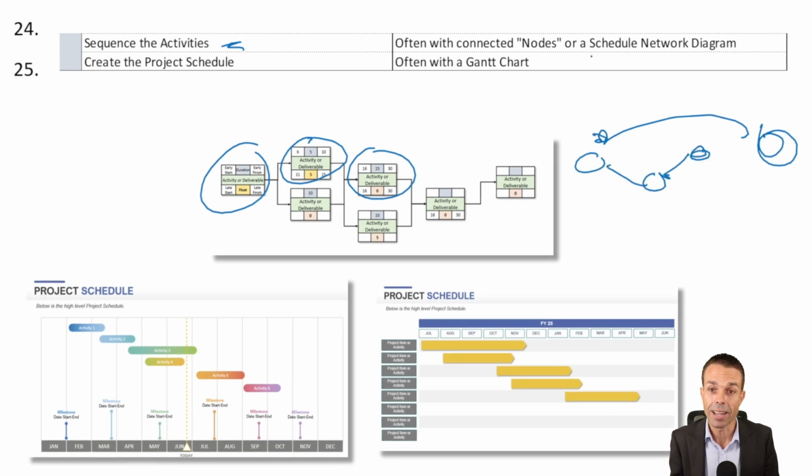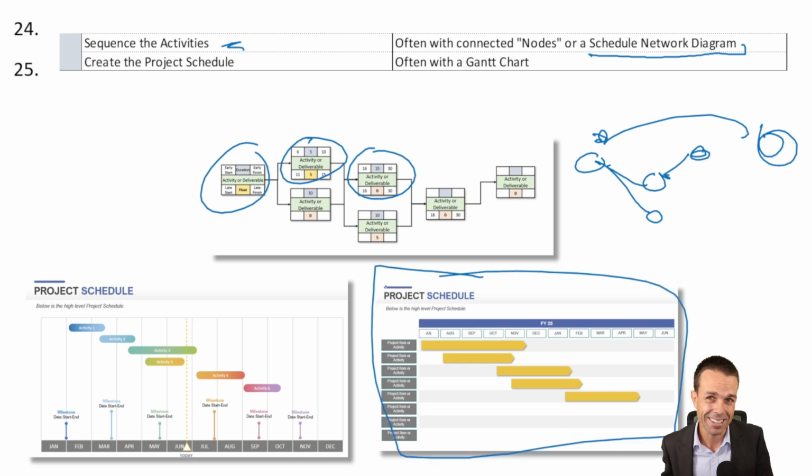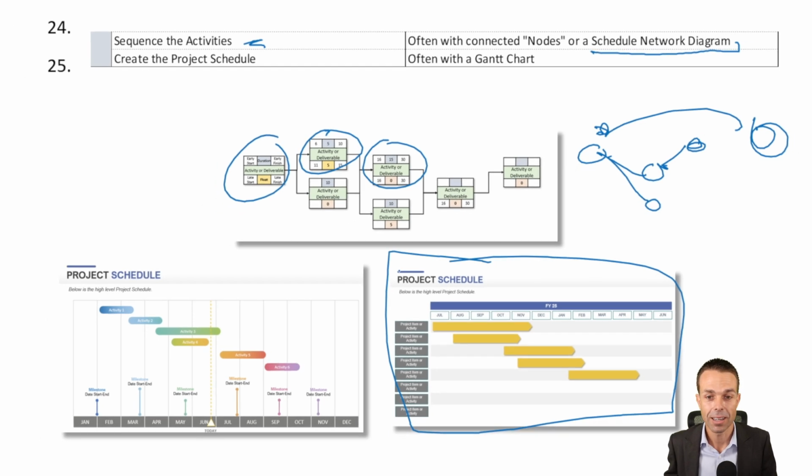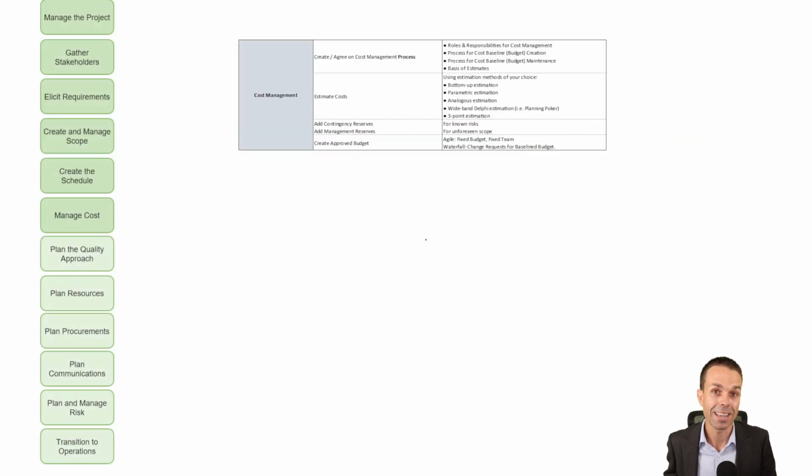And we usually do this with a schedule network diagram, which is basically just the activities in the right sequence or order. And once we've got that, we can create our project schedule, which usually looks like a Gantt chart, if you've seen one of those before. The deliverables and the tasks just put to a project calendar.